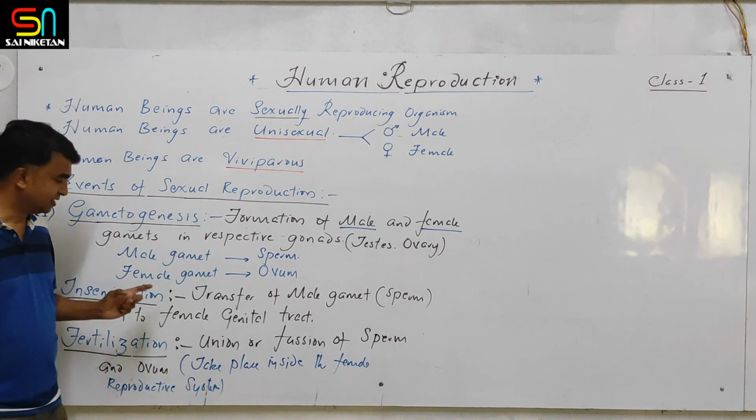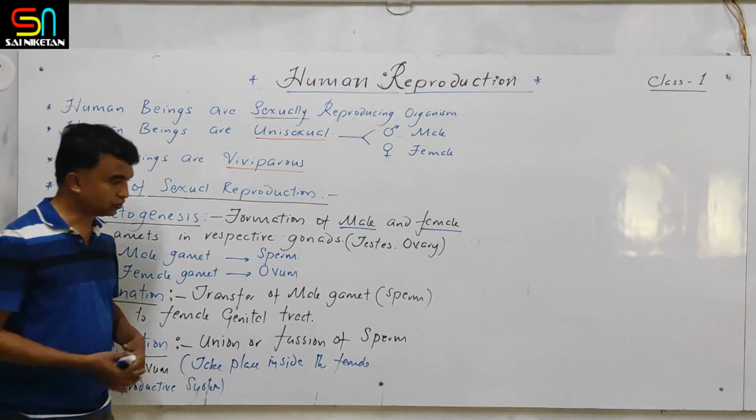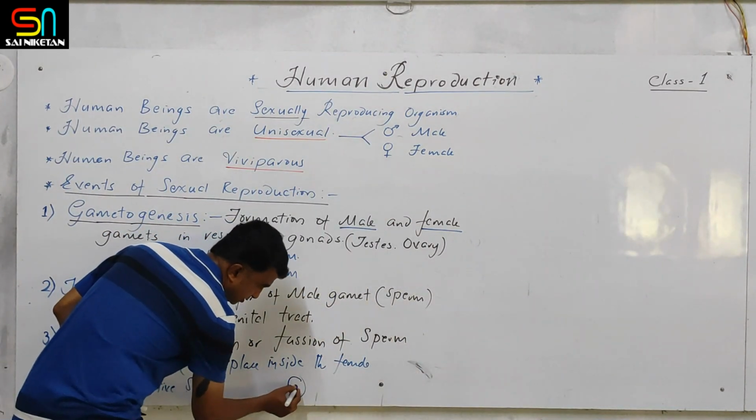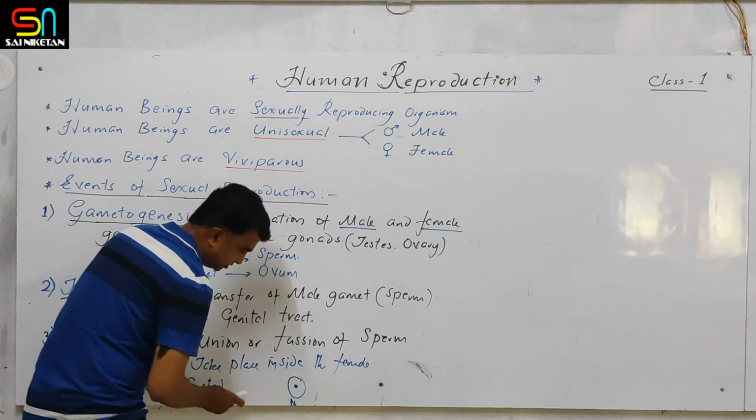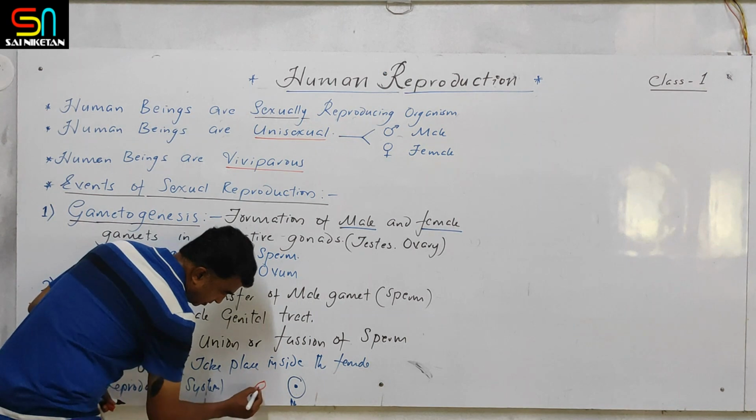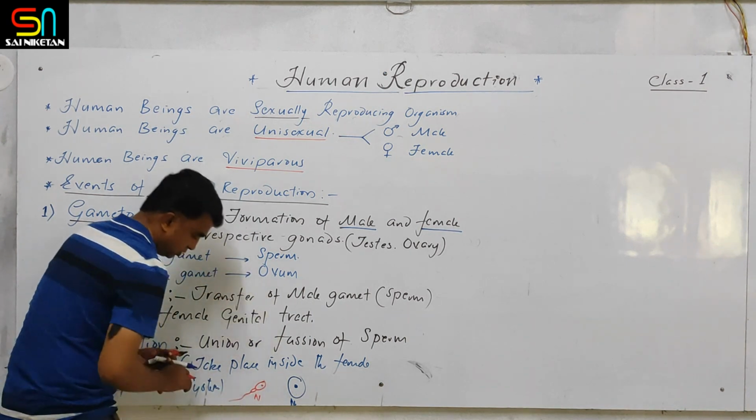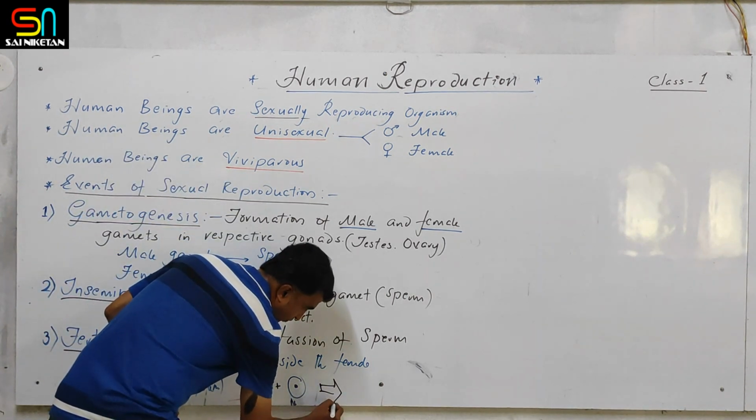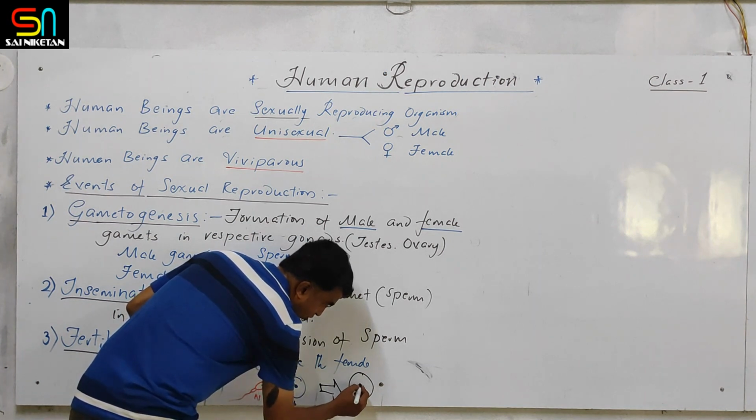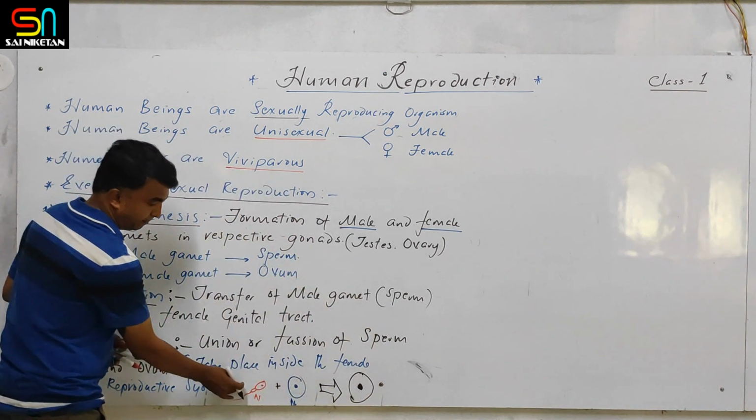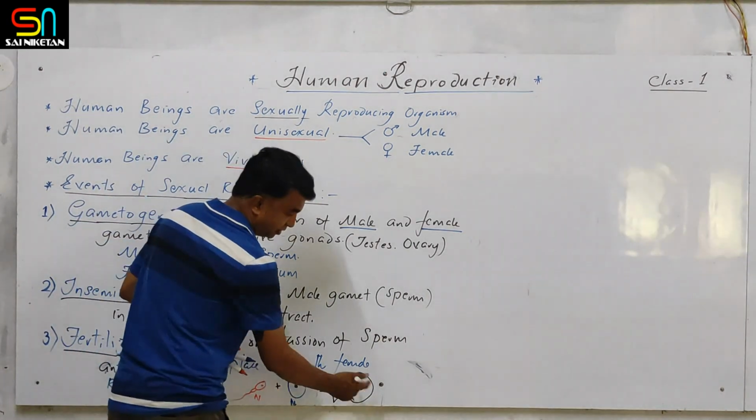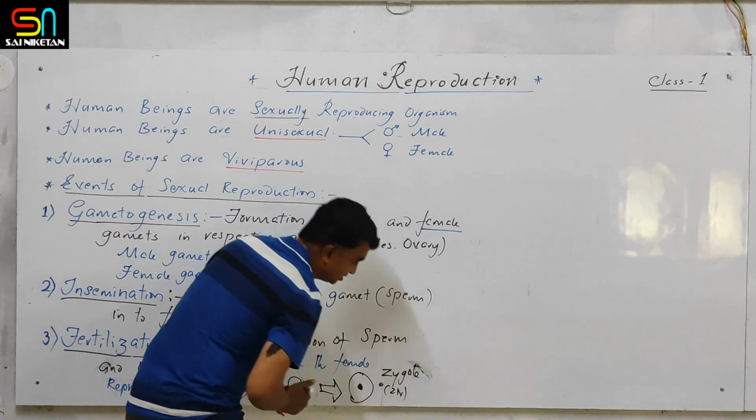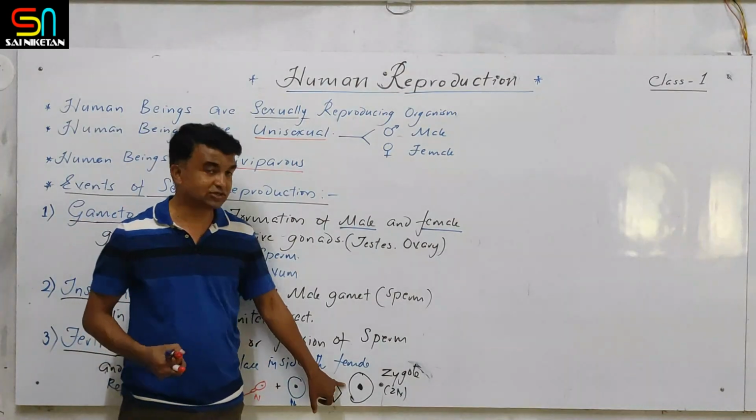So gametogenesis, insemination, fertilization. Fertilization means this is an ovum, yes, it is haploid in nature, and this is a sperm, also haploid in nature. Both will unite, they will fuse, and that will develop into the next structure, that is nothing but the zygote. The haploid sperm fused with the haploid egg will develop into a diploid zygote. So this is a representative of the next generation.